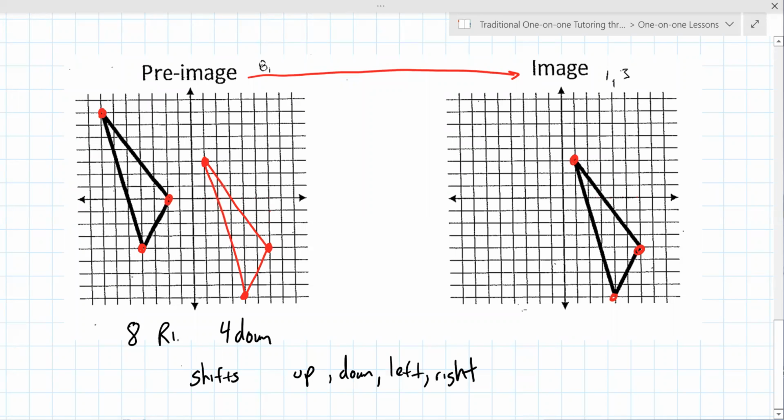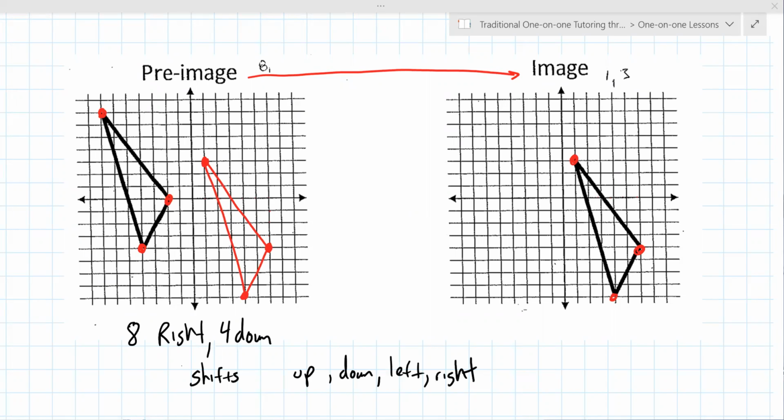Yeah. Now does the order matter? Like if you were to go 8 right and then 4 down, or if you were to go 4 down and 8 right, does that matter? No. The order does not matter. Sometimes it does in these, but not in this one.